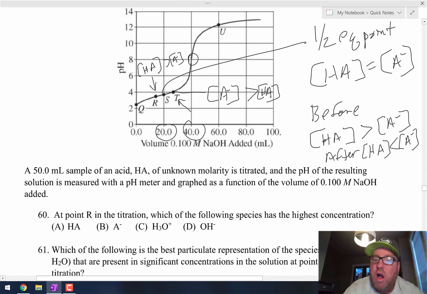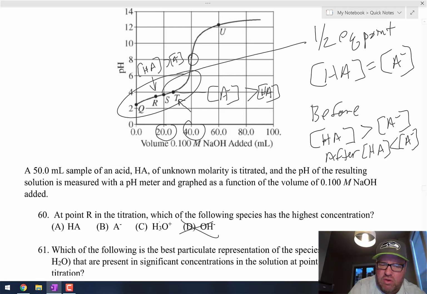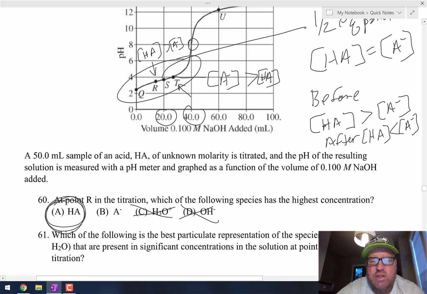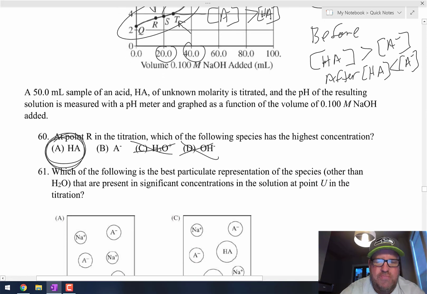Okay, so at point R in the titration, which of the following has the highest concentration? Well, first of all, you're definitely well down in the acidic region, so it's not going to be this. You have very little H plus, because remember, it's a buffer solution here, so it's definitely not going to be hydrogen ions. So now you're just deciding, what point in the titration am I? I'm before the half equivalence point. So therefore, the concentration of the acid is the strongest. So A is the correct answer.